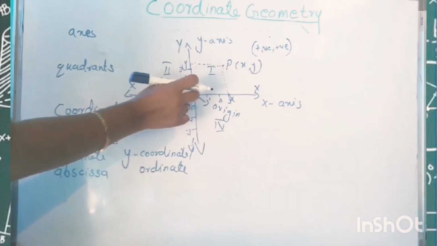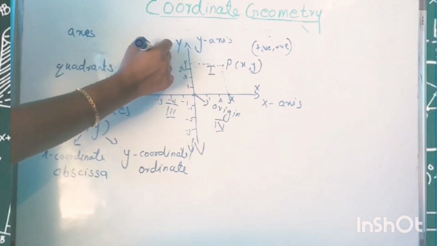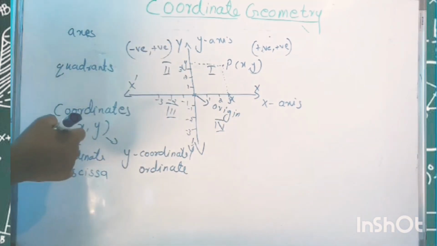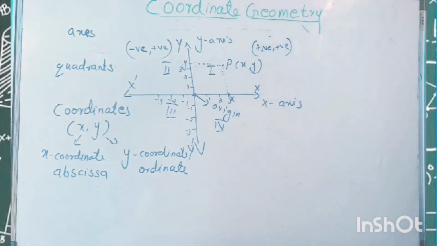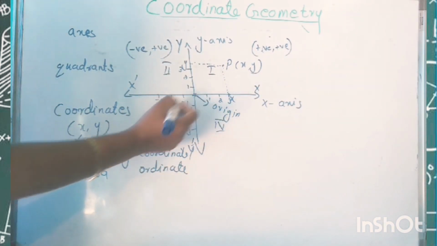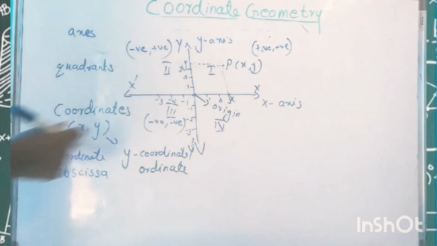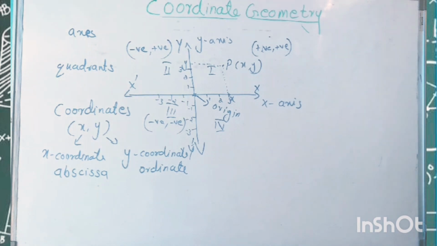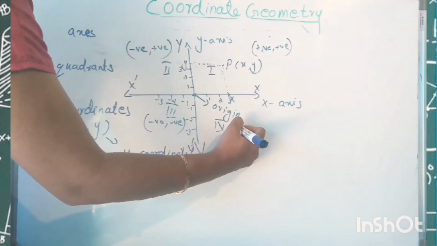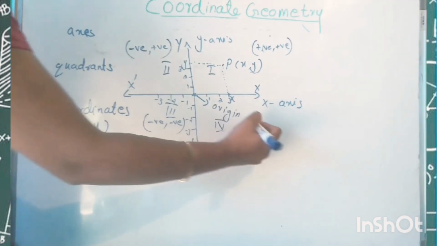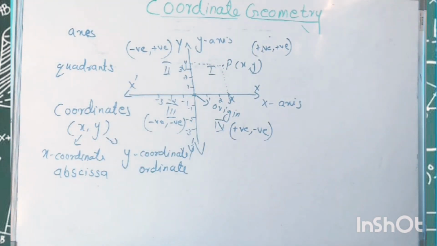In the second quadrant, on the x-axis we have negative values and on the y-axis positive values. So the x coordinate of a point in the second quadrant is negative and the y coordinate is positive. In the third quadrant, both are negative, so the form is negative comma negative. In the fourth quadrant, the x coordinate is positive and the y coordinate is negative.